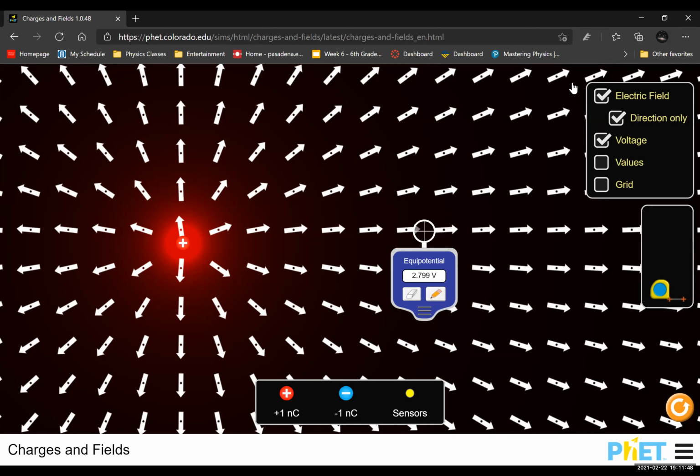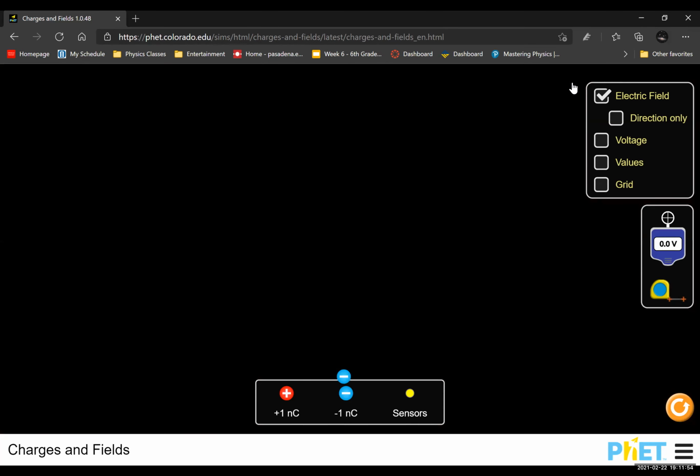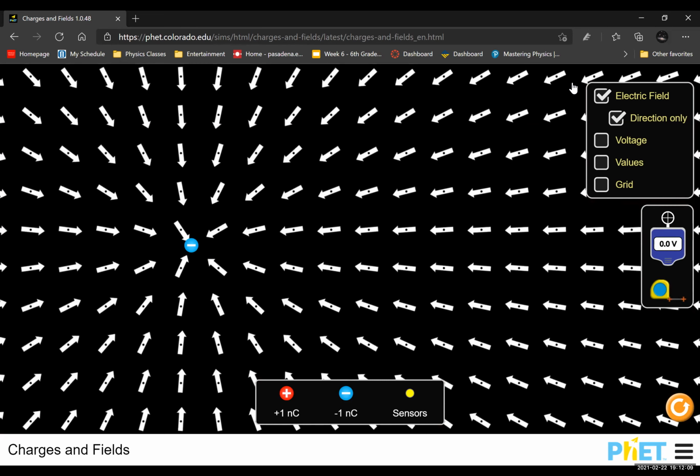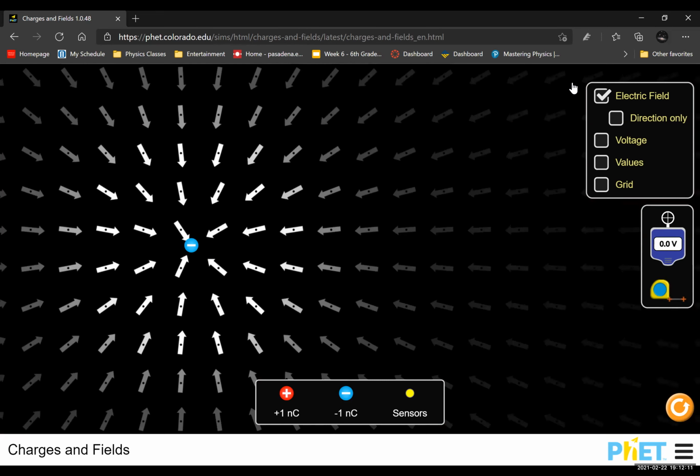Now, what happens if I have a negative charge? Let's go back and place a negative charge. The difference here is that the electric field magnitudes are all the same, but the electric field directions change, and now they're all pointing toward the negative charge. By the way, the shading means that the field weakens as you go away from the charge.